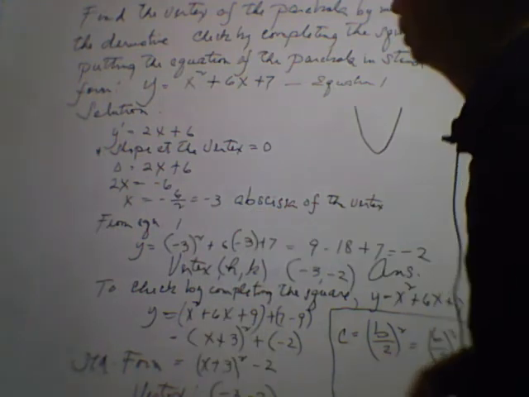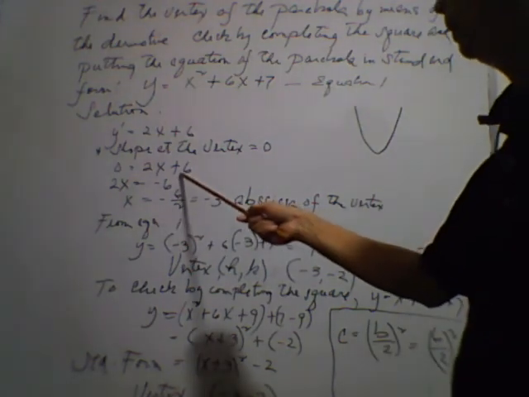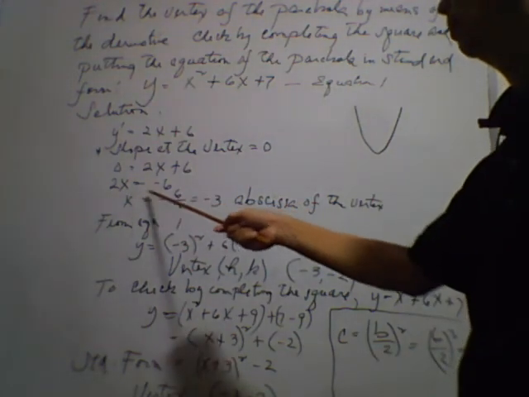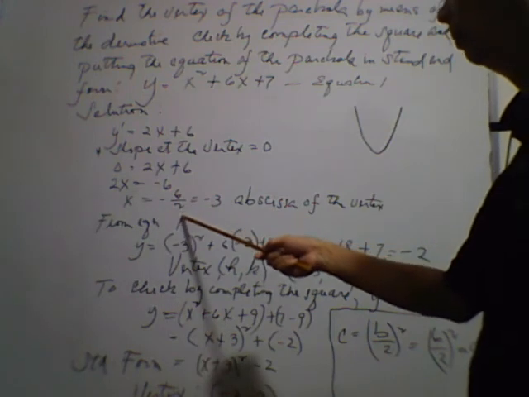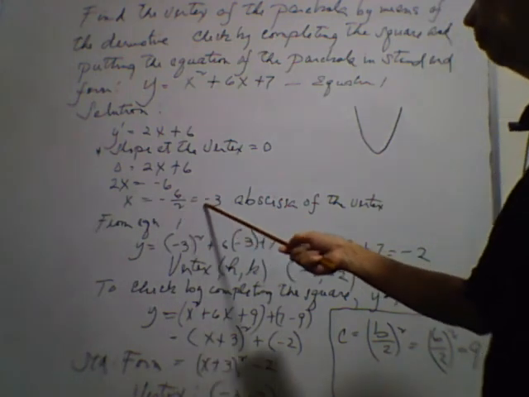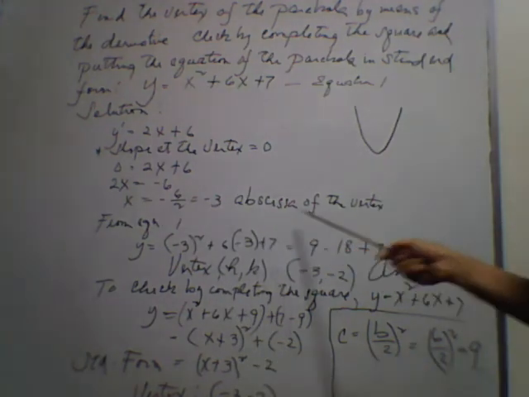After that, we find the value of x, which is 2x is equal to negative 6, and x is equal to negative 6 over 2. And our answer for the x is negative 3. This will be our abscissa of the vertex.